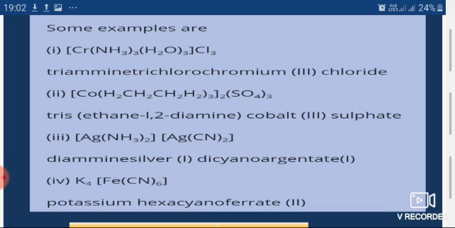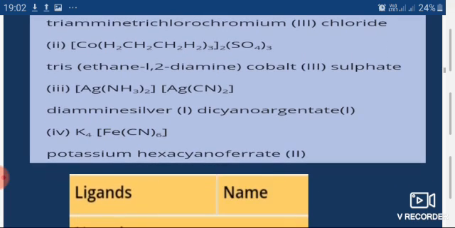Then the next complex is a coordination complex, diamminesilver(I) dicyanoargentate(I). See here, there are two parts, one is the cationic part and another is the anionic part. So we have considered firstly the cationic part, and then the anionic part, and the ending of the anionic part is with ate. Okay, so the name of the complex is diamminesilver(I) dicyanoargentate(I).